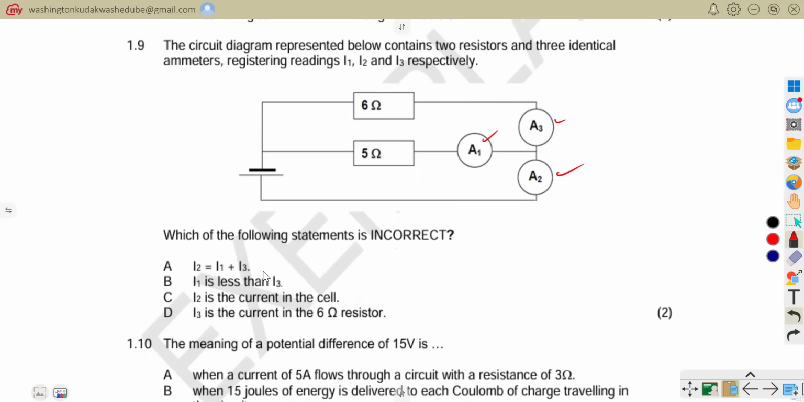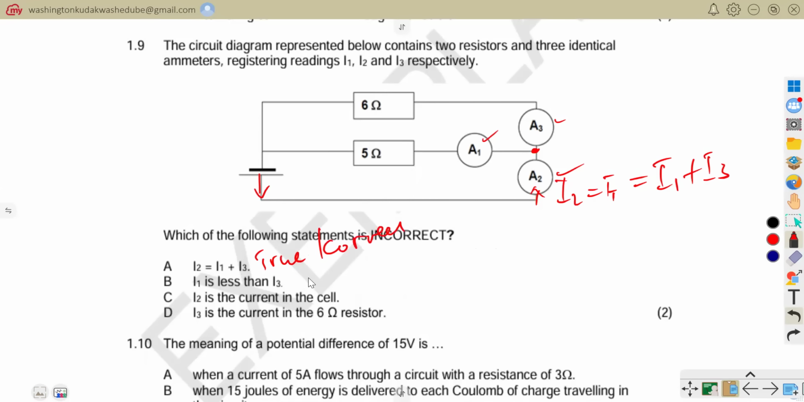So the first statement is saying I2 is equal to I1 plus I3. We can see that current is moving from this positive through this. So I2 becomes our total current, where this one is a junction. So this is a parallel circuit. So that is going to be equal to I1 plus I3. So this is actually true, or else this is correct.